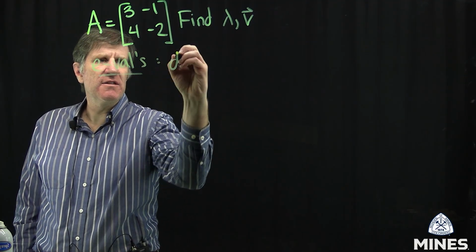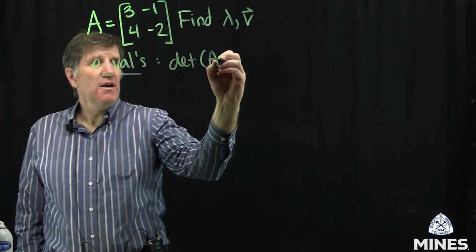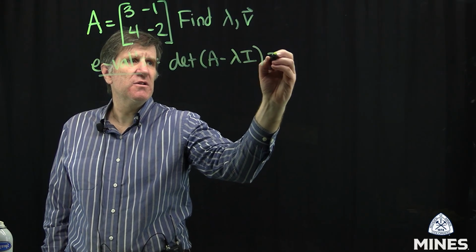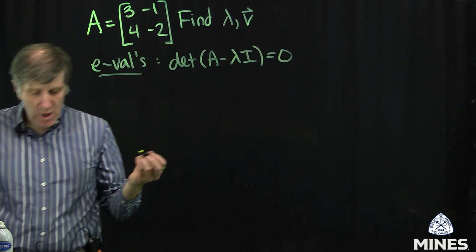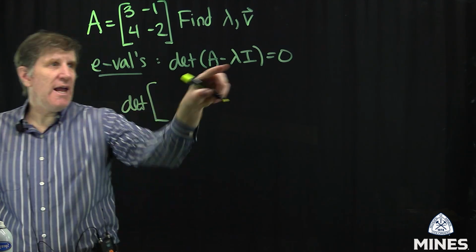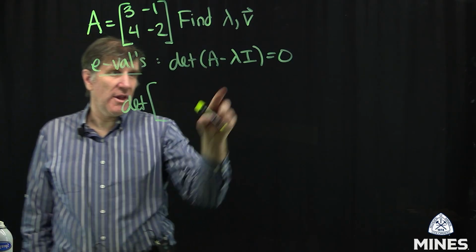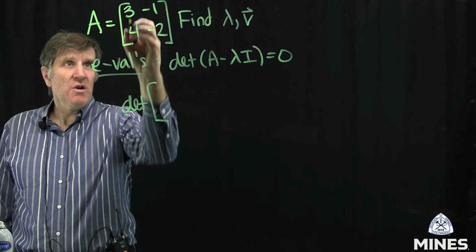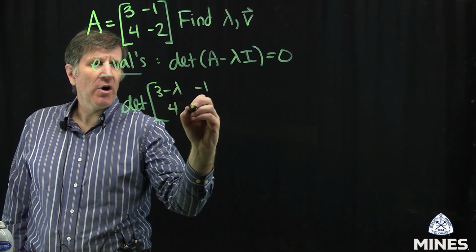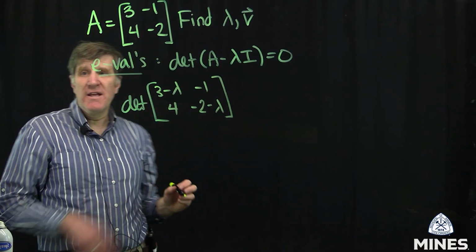The equation there is that the determinant of A, this matrix A, minus the eigenvalue lambda times the identity matrix should equal 0. So we just need a determinant here: the determinant of A minus lambda I. I only has entries on the diagonal, so the lambda only shows up on the diagonal. So this looks like 3 minus lambda, negative 1, 4, and negative 2 minus lambda. That is what A minus lambda I looks like.